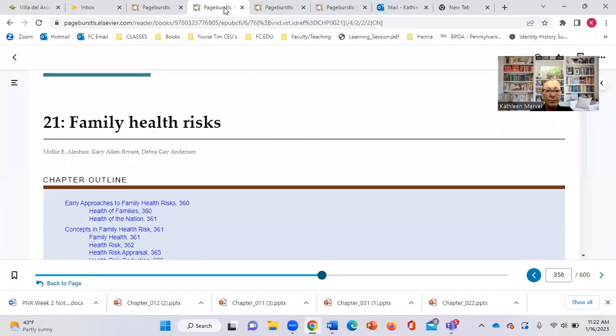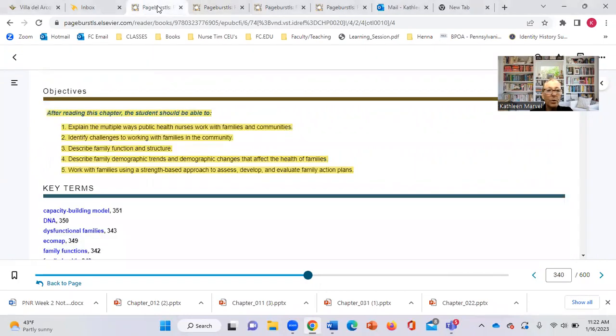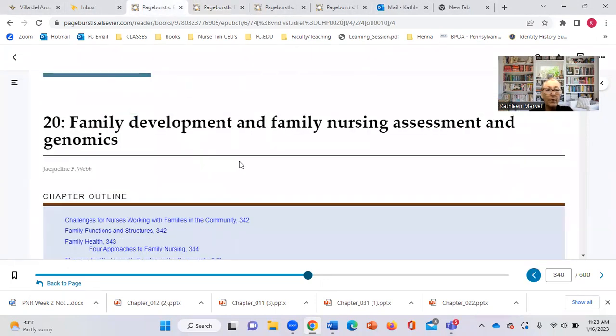I'm going to share my screen and we'll go through the chapters. We'll be covering chapters 20, 21, 22, and 31 today. So the first chapter we're going to cover is family development and family nursing assessment in genomics.